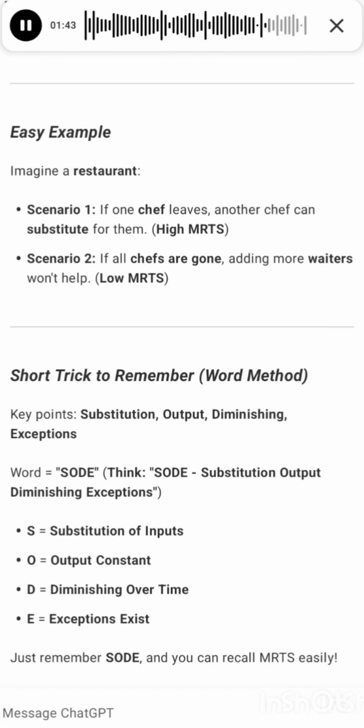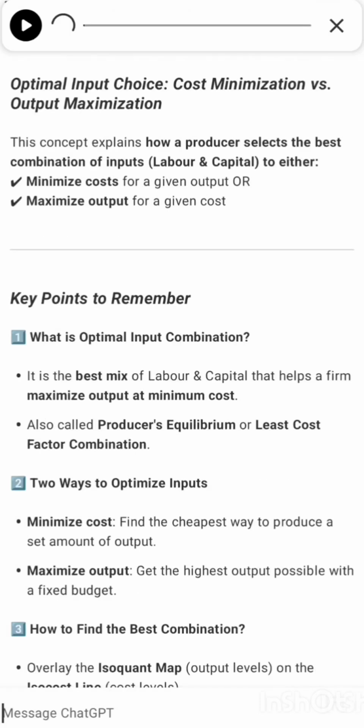Short trick to remember. Word method. Key points: substitution, output, diminishing, exceptions. Think SODE: S equals substitution of input, O equals output constant, D equals diminishing over time, E equals exceptions exist. Just remember SODE, and you can recall MRTS easily.